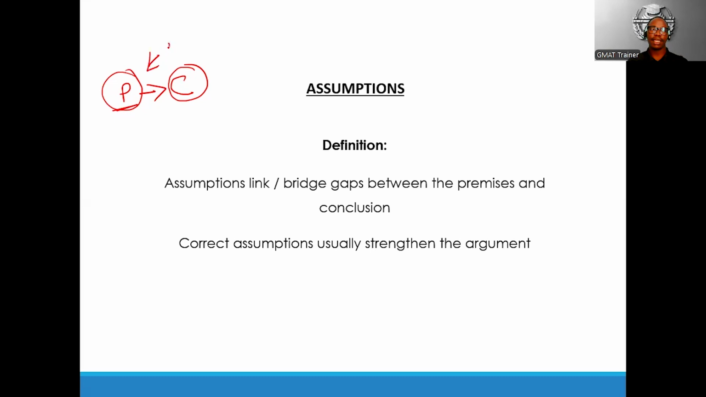So assumptions basically link this premise to the conclusion. Without this, the argument will not hold. These are things that will not appear in the passage itself, but this is information that has to be constant for that argument to hold. So correct assumptions to the passage presented by an examiner will always strengthen the argument's conclusion. You won't find an assumption that weakens the argument itself. Again, remember these assumptions usually bridge the ideas presented in the premise to the ideas presented in the conclusion.